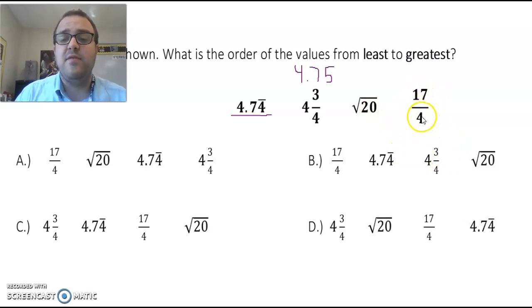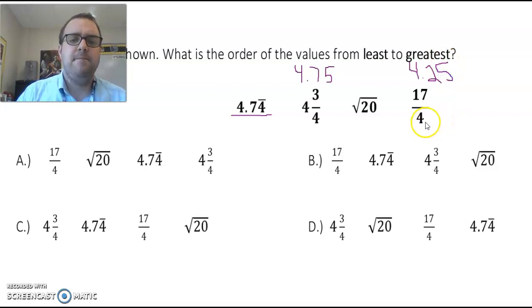17/4, well, let's see. 17/4 would be 4, 8, 12, 16, so that's 4, and then 1/4 left over. So that'll end up being 4.25. Okay, so I have these so far, 4.74 repeating, 4.75, 4.25. I need to figure out the square root of 20.